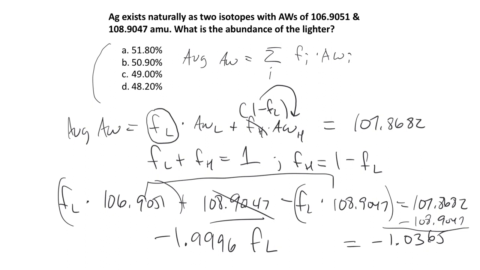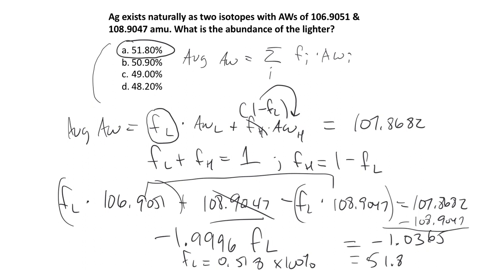So now I take negative 1.0365 and divide it by negative 1.9996, and that gives me a fraction, 0.518, and then times 100% gets me 51.8%.